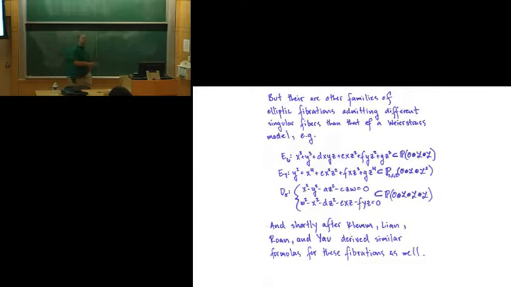But there are other families of elliptic fibrations as well, admitting different singular fibers than that of a Weierstrass model. For example, E6 elliptic fibrations, E7, and D5 elliptic fibrations. And I've written the equations for convenience up here on the slides. The E6 and E7 both live in P3 bundles. Well, E7 is in a weighted P3 bundle, P(1,1,2) of O plus L squared. And in the D5 case, the generic fiber is an intersection of two quadric surfaces in P3. And shortly after, Clingher, Lian, Roan, and Yau derived similar formulas for the Euler characteristics of these fibrations as well.